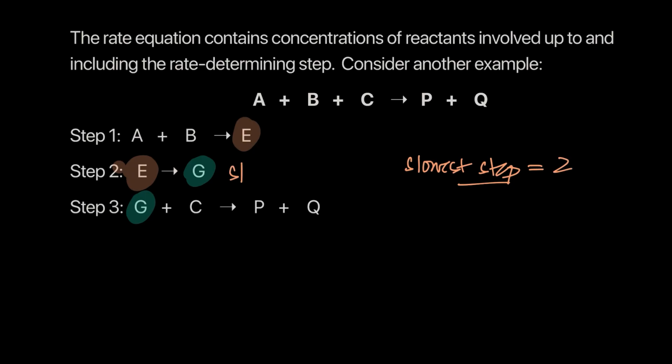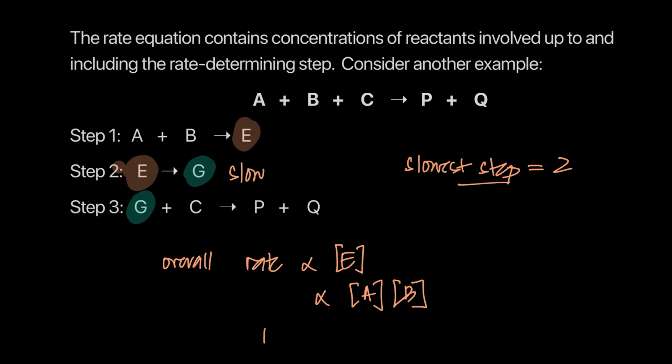If step number 2 is my slowest step, that becomes my rate determining step, which means that the overall reaction's rate is determined by the rate equation for step number 2. And step number 2 only has one reactant, E. So the rate is proportional to E. But I have to give my overall rate in terms of my reactants, and E is an intermediate. So what made E? What made E was A and B. So my rate equation is k into A into B.